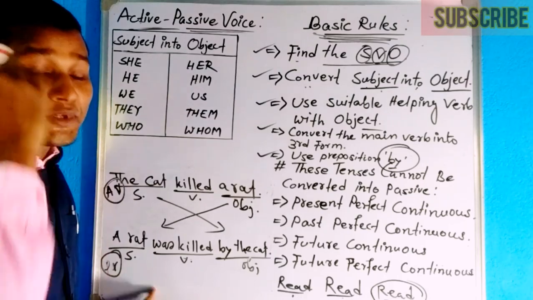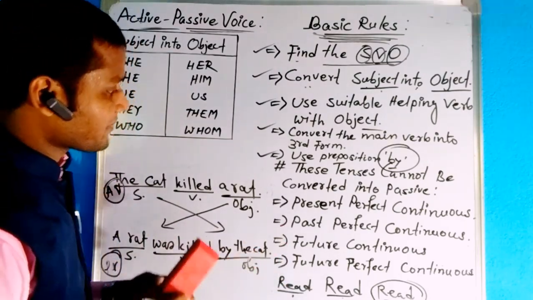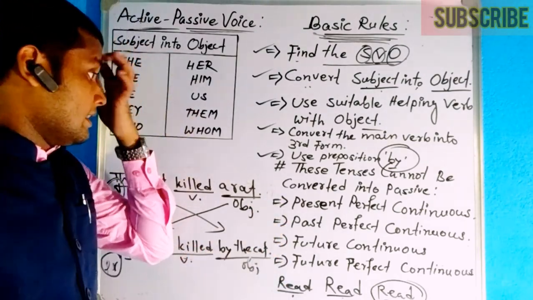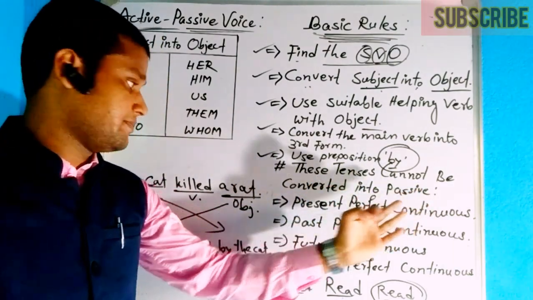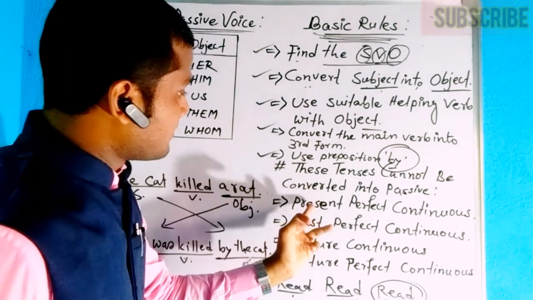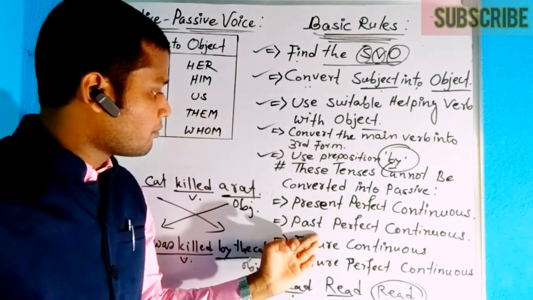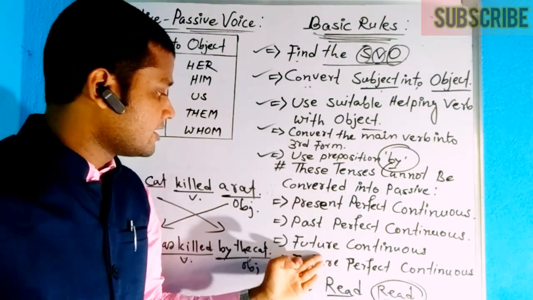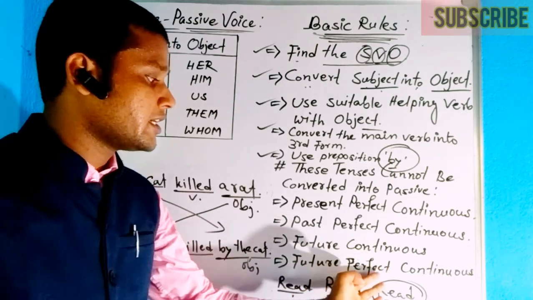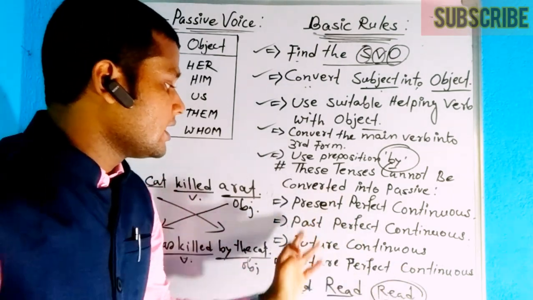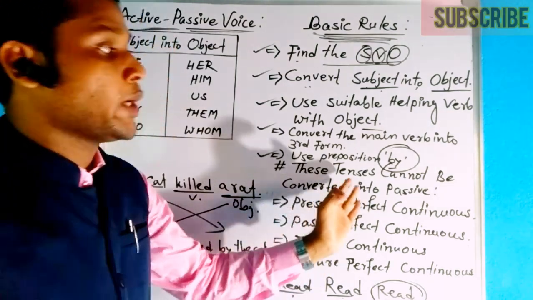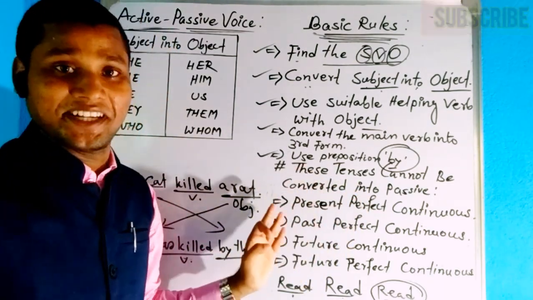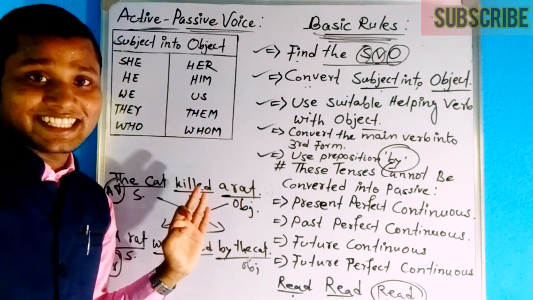Clear, dear students? For more information, I would like to say these tenses cannot be converted into passive. What are they? Present perfect continuous, past perfect continuous, future continuous and future perfect continuous. These four tenses cannot be converted into passive voice. Never. Remember this.